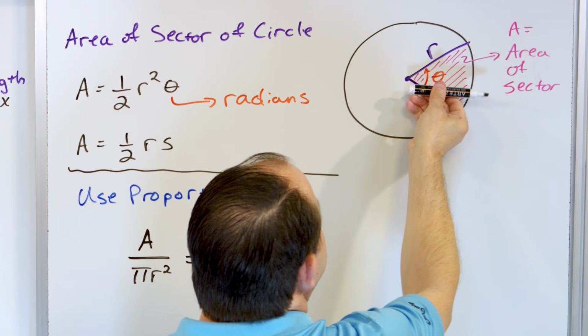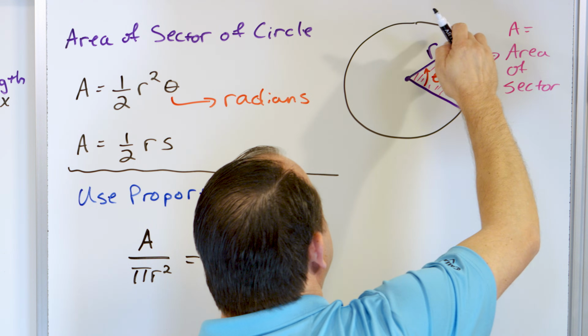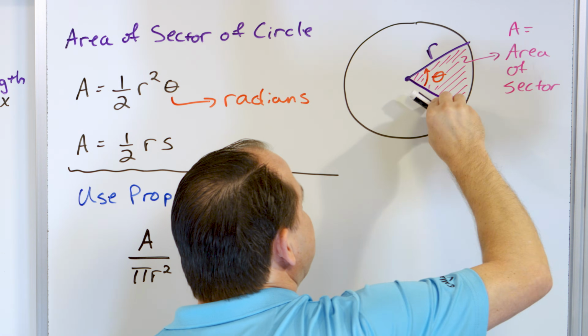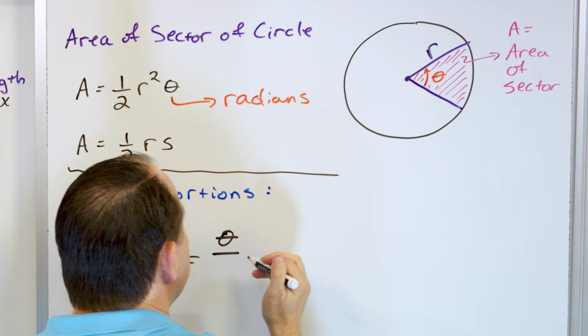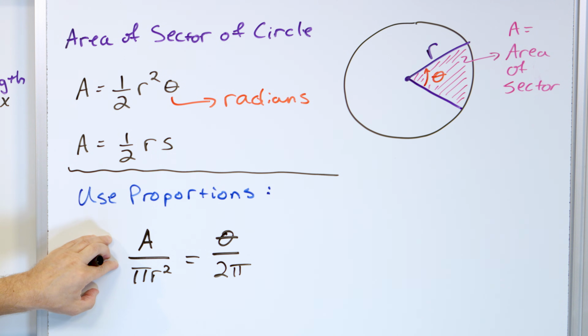And we're going to say that that's equal to, instead of comparing areas, this angle theta compared to going all the way around. Theta is just going around this same portion of the circle, compared to how many radians are in the entire circle? 2 pi radians. So make sure before we go any farther that you understand what this is saying.